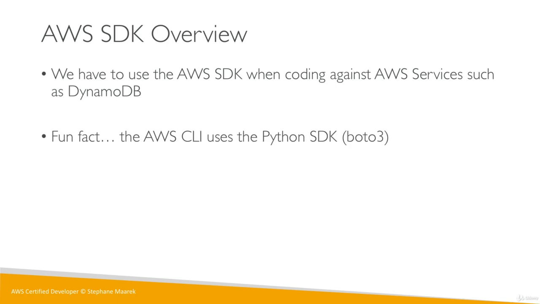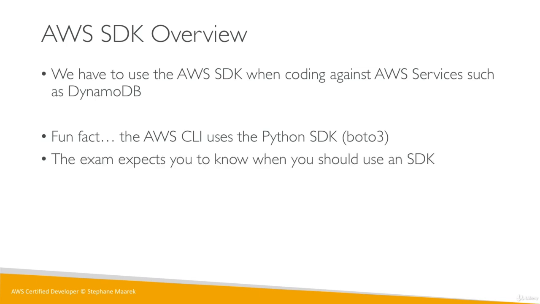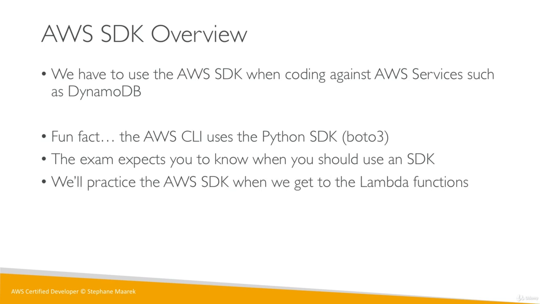In fact, the AWS CLI itself uses the Python SDK, or Boto 3, and you may have noticed this. So the AWS CLI is a wrapper around the Python SDK. And the exam expects you to know when you should use an SDK, but it doesn't really expect you to use the SDK properly or know how to code with the SDK. There's a few concepts we'll visit in this class, and we'll practice them when we get to the Lambda functions mostly. So overall, don't worry. Everything you should know for the exam will be taught in time. Right now, this is just an introduction into the SDK.